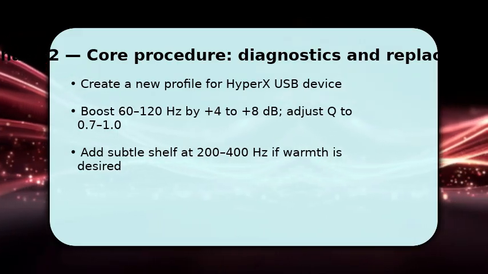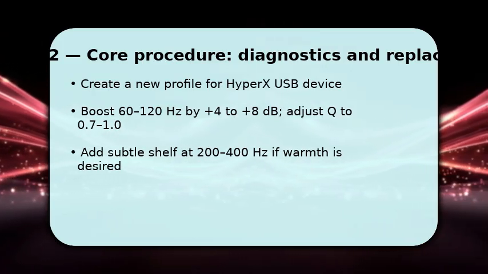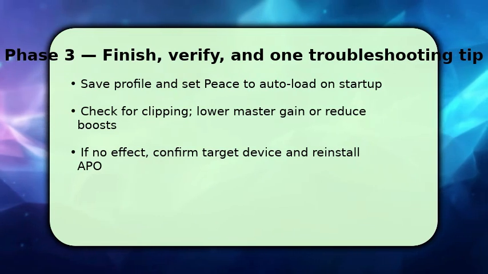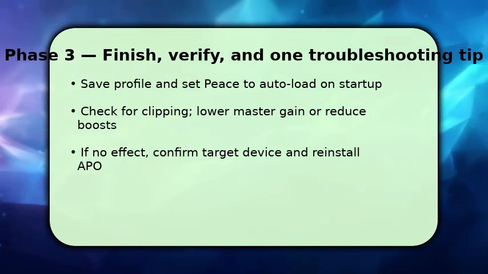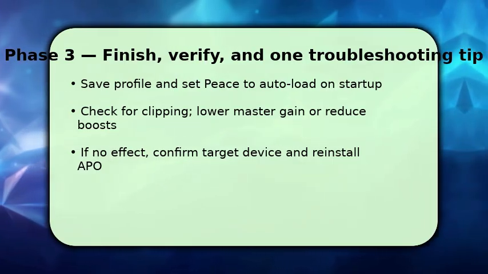You finish by saving the profile and enabling Peace to auto-load at startup, so the bass stays consistent. Then listen critically. If you hear distortion or clipping, lower the master gain or trim the boost until clarity returns.